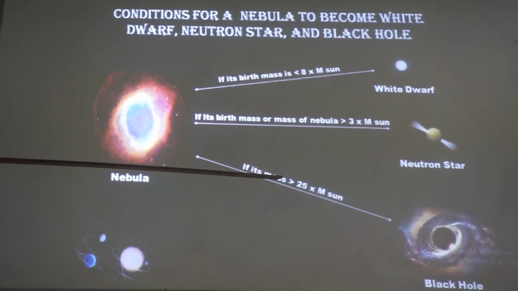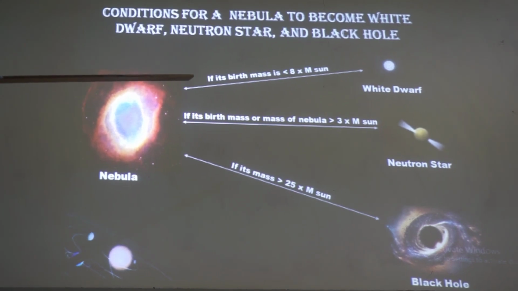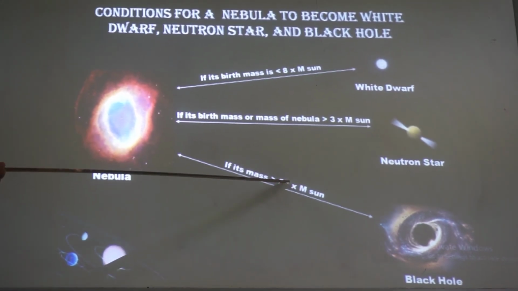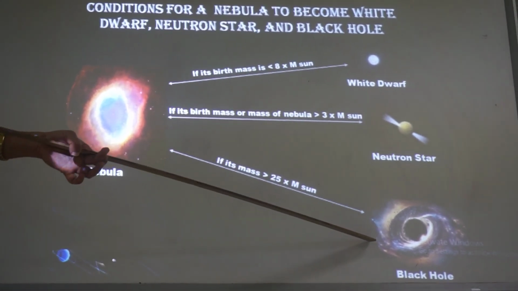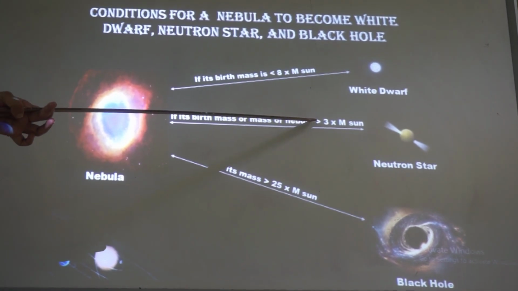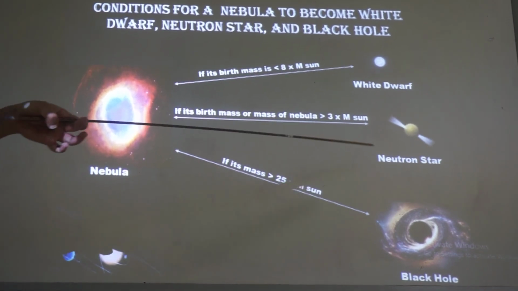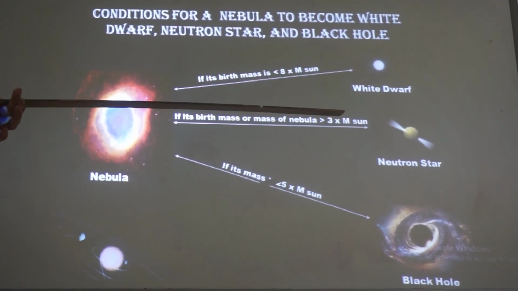So that is decided by the birth mass of that star, right? If the birth mass of that star is 25 times the mass of the sun, then finally it will die and become a black hole. If it is greater than 3 times the mass of our sun at birth, then it will become a neutron star. And if it is less than that, then it will become a white dwarf.